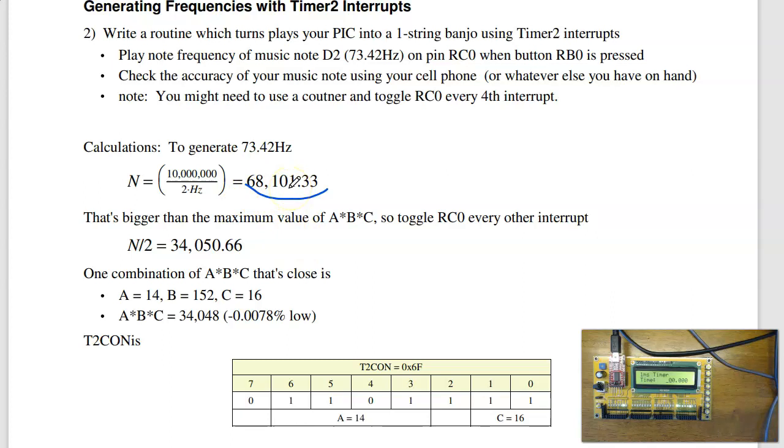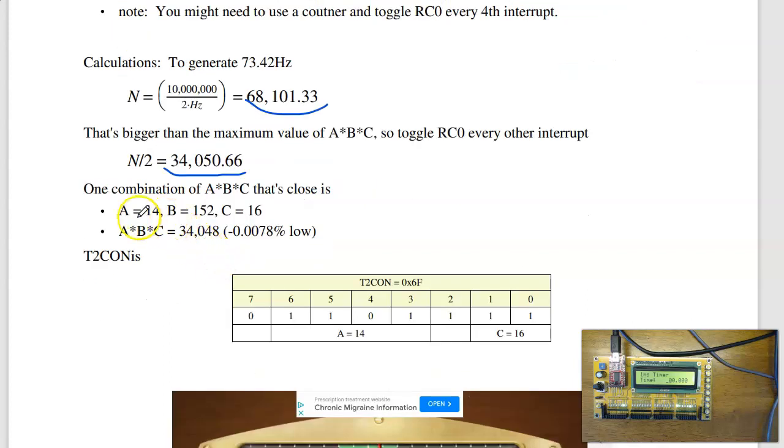But I don't have to toggle every interrupt. If I say toggle every second interrupt, that essentially makes that divide by 2, so I have A times B times C to be 34,000. And one combination that does that is 14 times 152 times 16, gives me 34,048, only off by 2. To do that, A is 13, so this is 13. 1101 is 13, plus 1 means 14. 11 means 16, so this is T2CON. Splitting it up into nibbles, this is 6F. So I'll make T2CON equal to 6F.